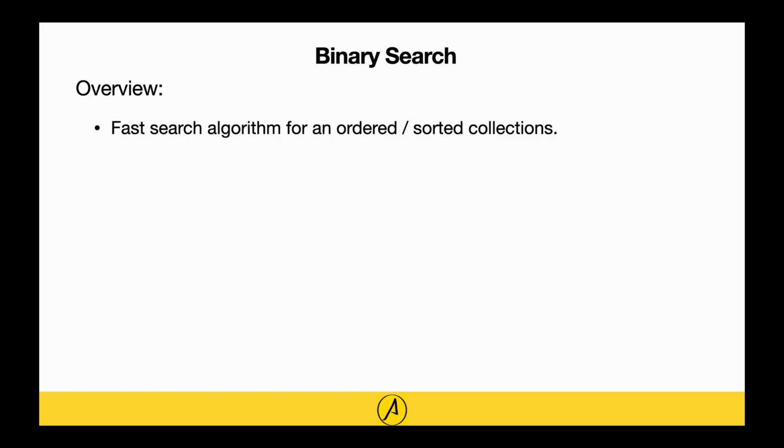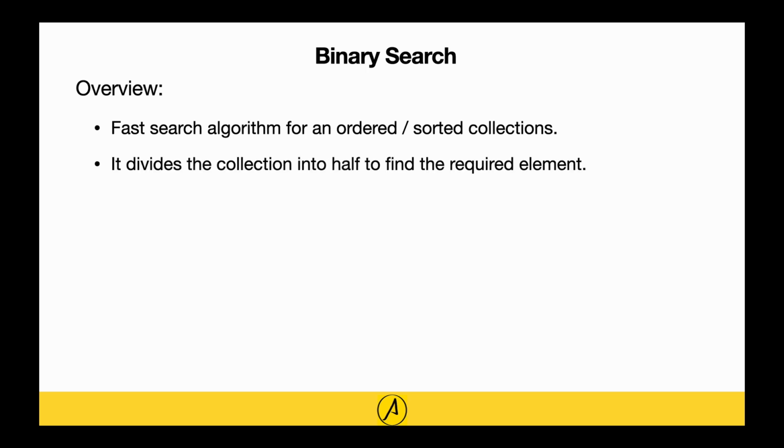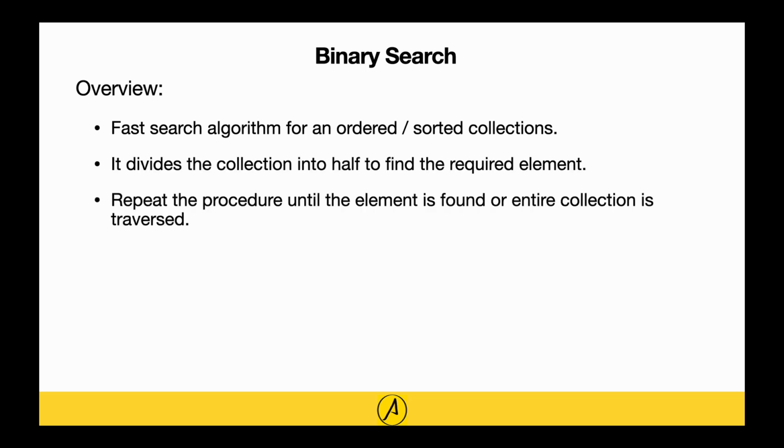It's a fast search algorithm for an ordered set of collections. Basically what it means is that it divides the collection in half and finds the required element, and it will repeat the procedure until the element is found, otherwise the list is entirely traversed.